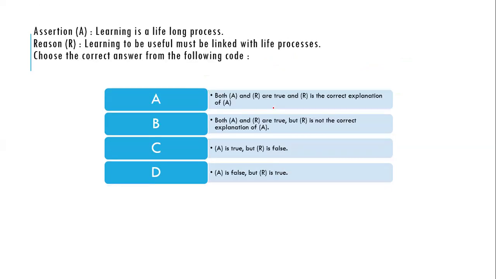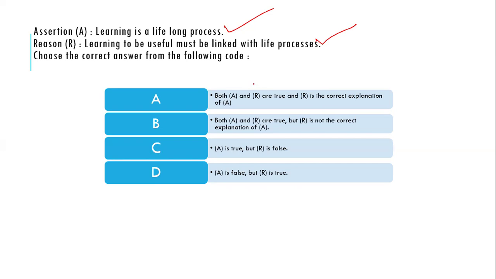Then, learning is a lifelong process. Yes, true. Learning to be useful must be linked with life processes. Yes, both are true, but we need to check whether the reason is the correct explanation for the assertion. Learning is a lifelong process. Yes, we can learn till the end. Learning to be useful must be linked with life processes.